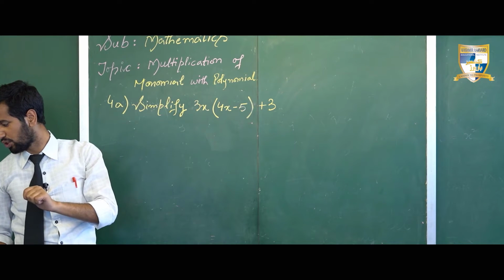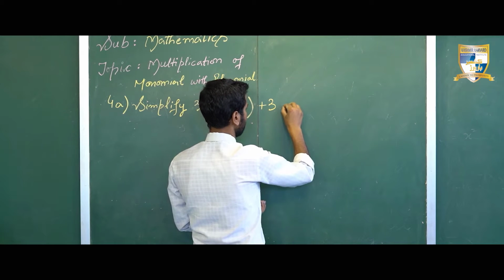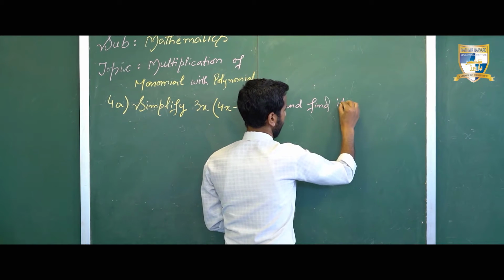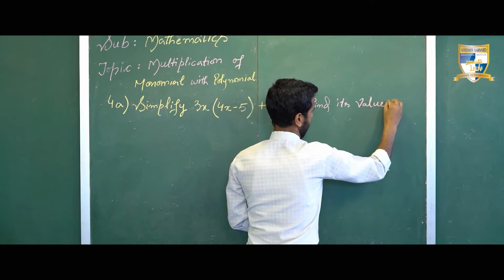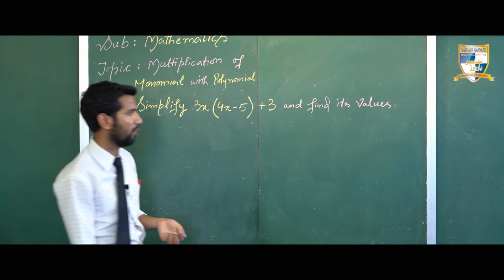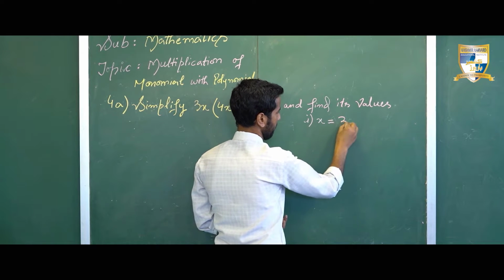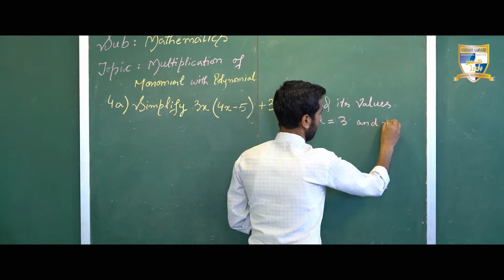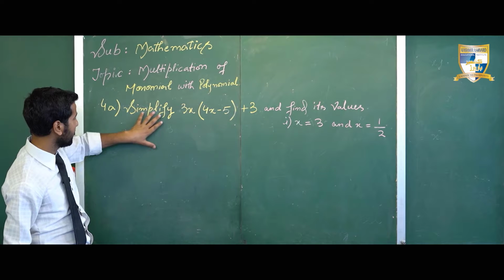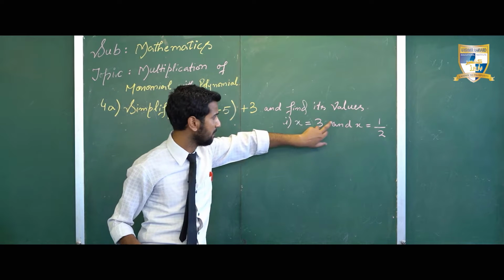And then the second part of the question is: find its values for x is equal to 3 and x is equal to 1 upon 2. So the question is to simplify and then find its values if x is equal to 3 and x is equal to 1 upon 2.